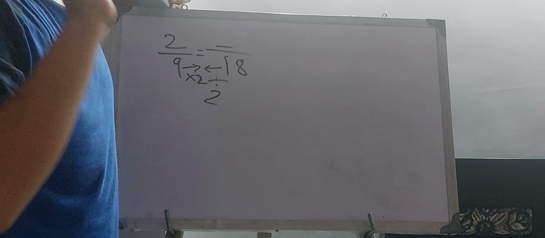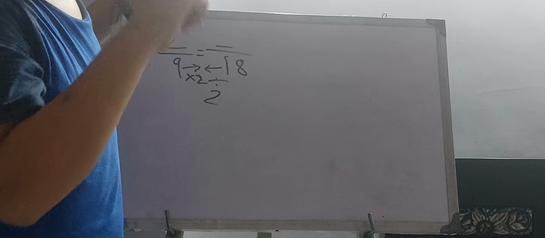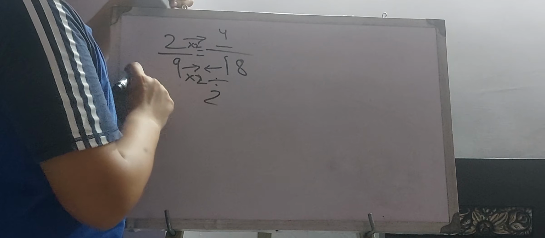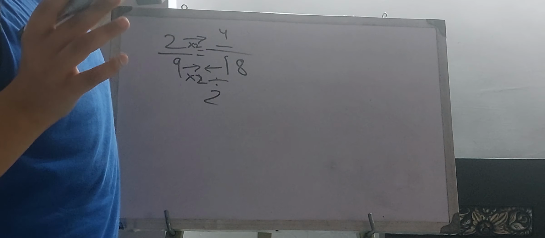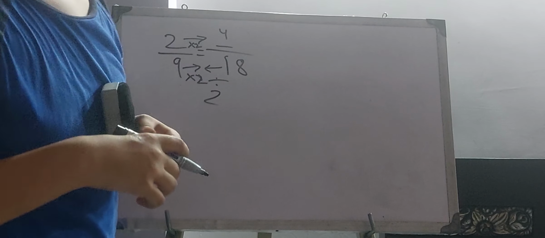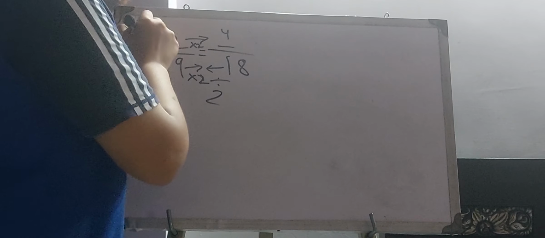So when you multiply the denominator to make an equivalent fraction, you have to multiply the numerator by the same number. So this would be 2 times 2, which is 4. In this way, part A is 4 by 18.